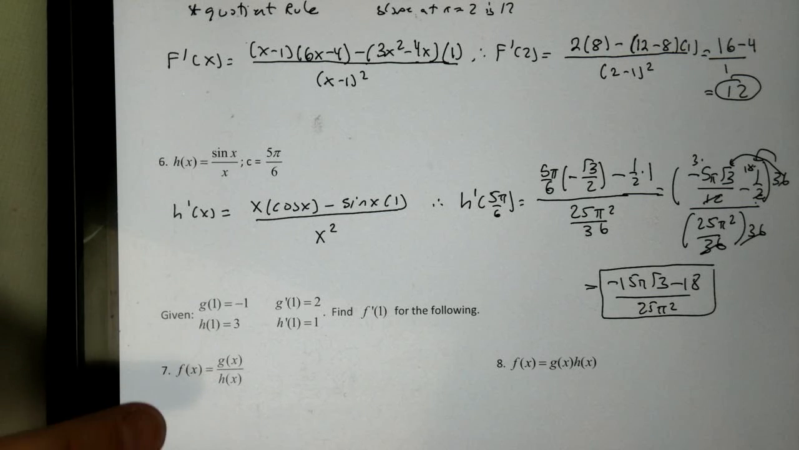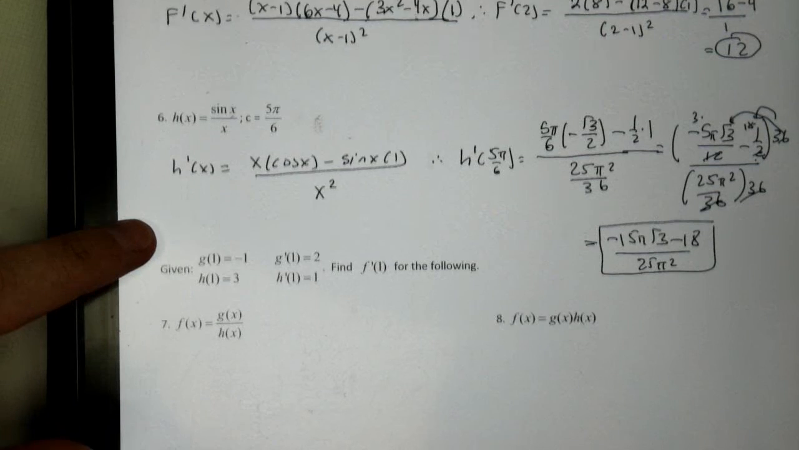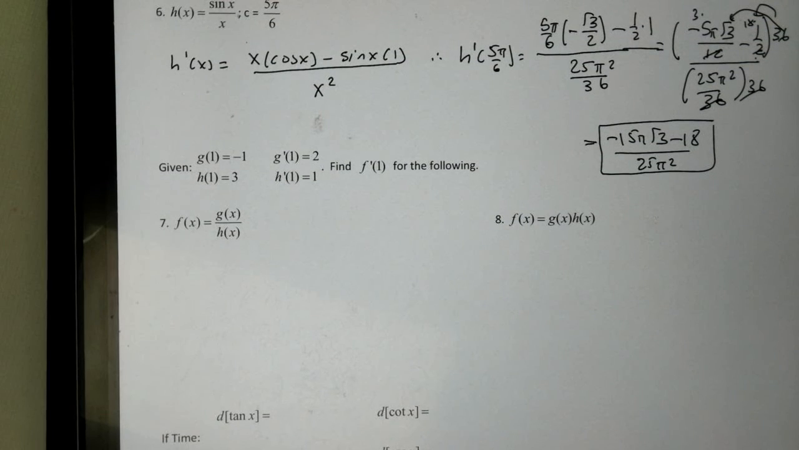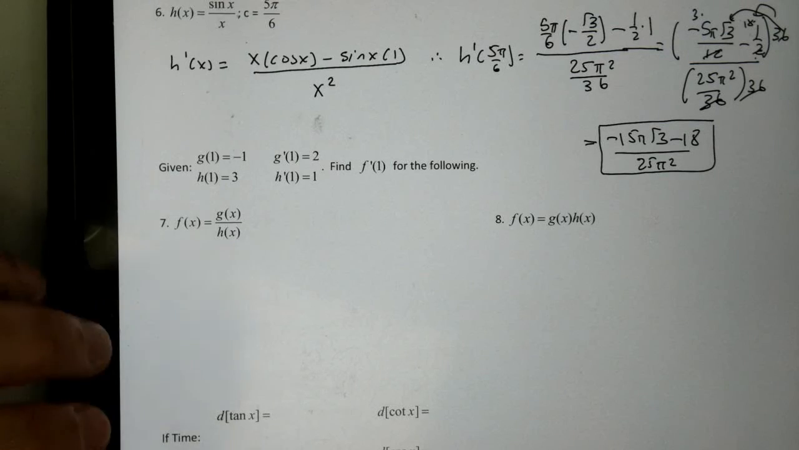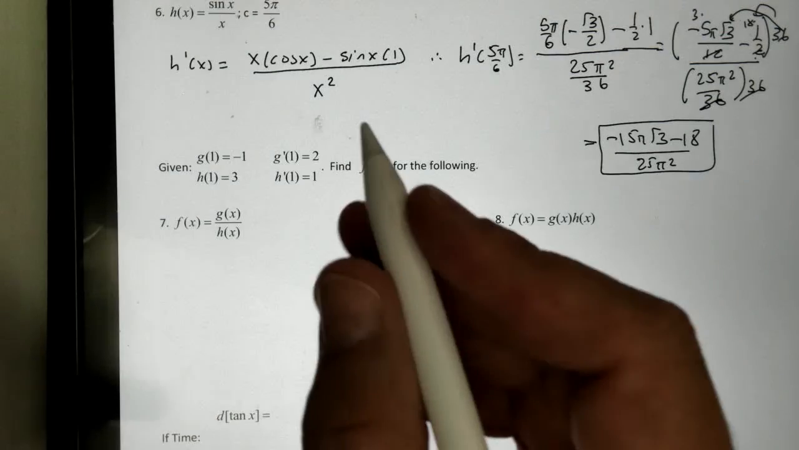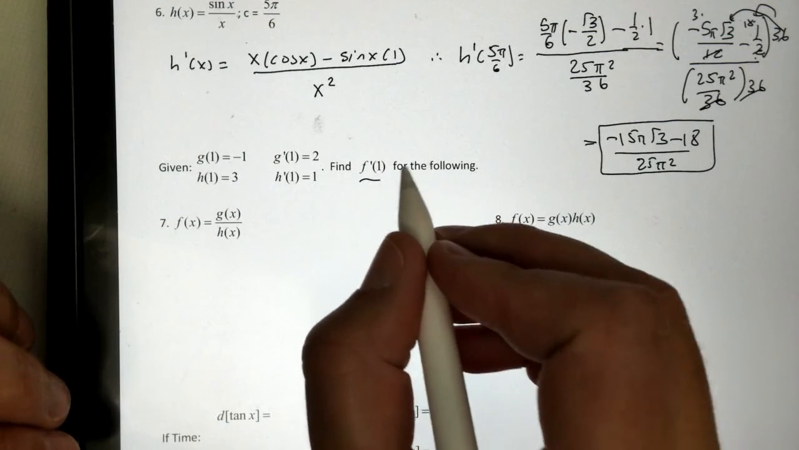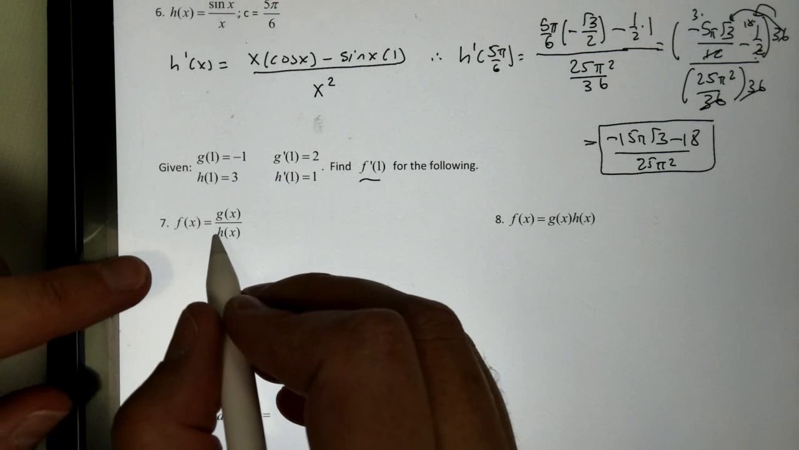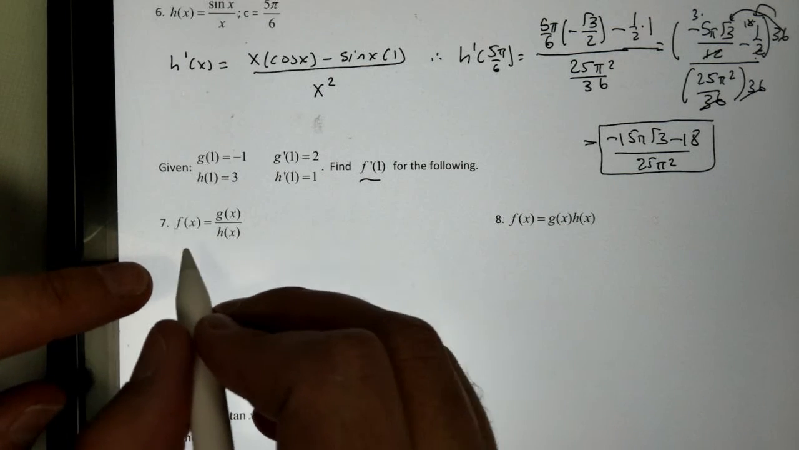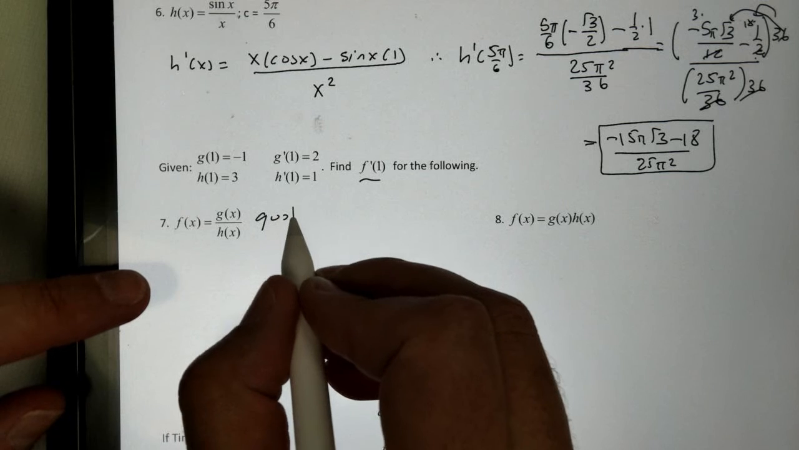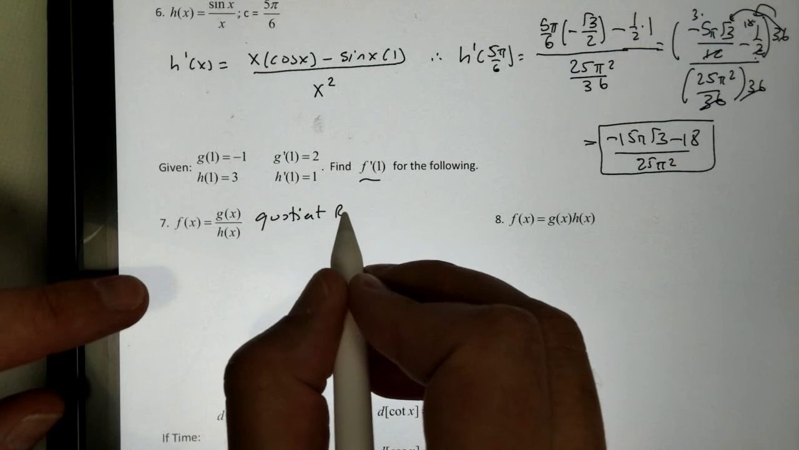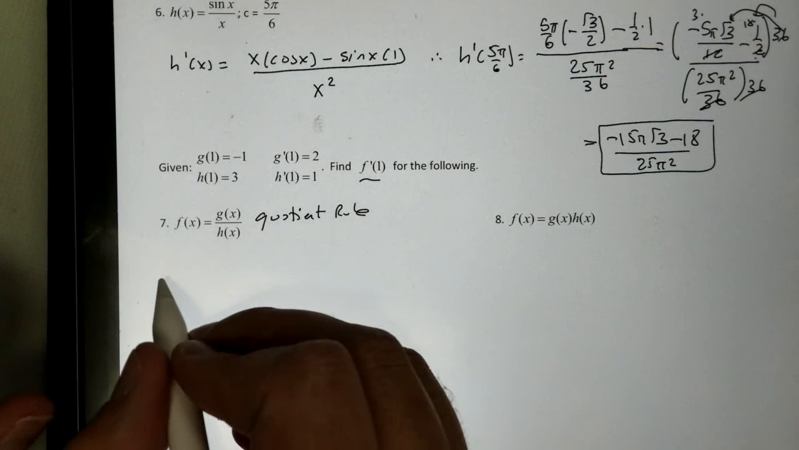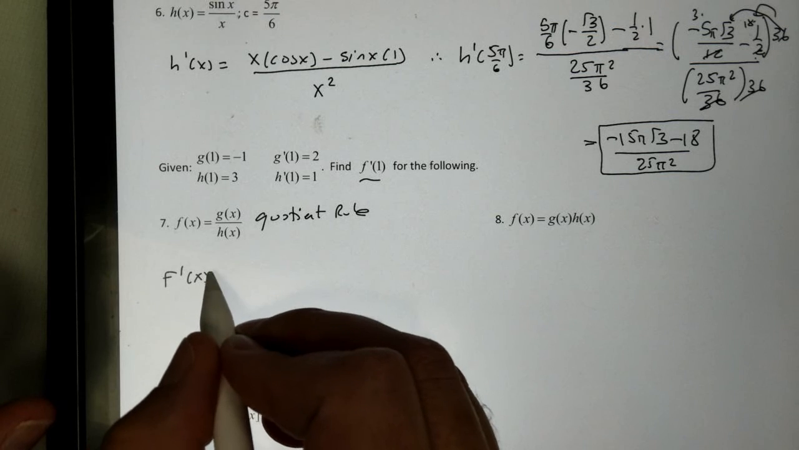All right, so let's take a look here. Continue on. Down below, these are our analytic derivatives, which we've been working on. We've seen these before. So when we take the derivatives, we want to find f prime of 1. So here f of x is g of x over h of x. So this is our quotient rule. When we take the derivative, we're going to be using our quotient rule.